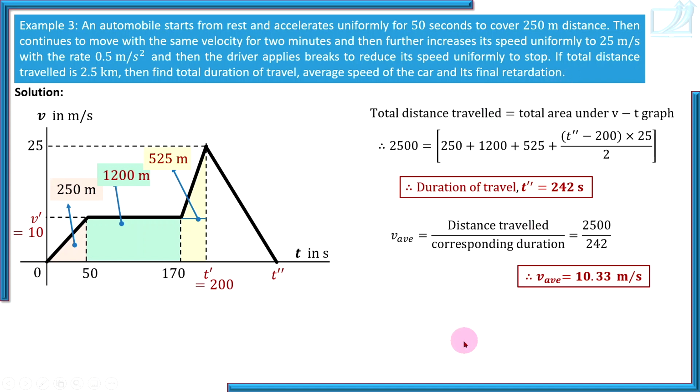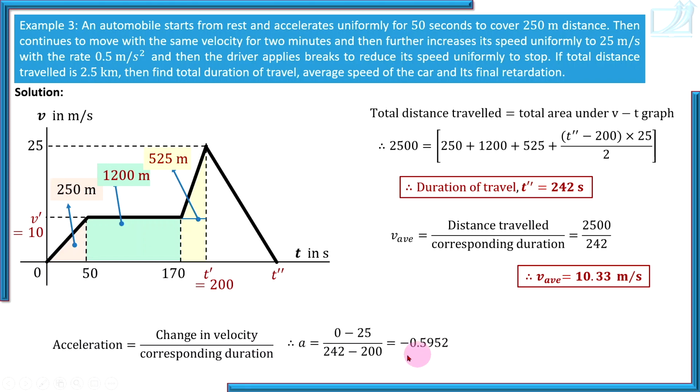And finally, retardation. Retardation is in this portion, in this duration 200 to 242 seconds. T double dash is 242 seconds. So in this duration retardation is change in velocity divided by duration. Negative acceleration means retardation. So when you write retardation, don't use a negative sign. Remember, if you write the answer as acceleration, then use a negative sign. And when you write the answer as retardation, then a negative sign is not required because the negative sign is hidden in the word itself. Retardation means this acceleration is negative.